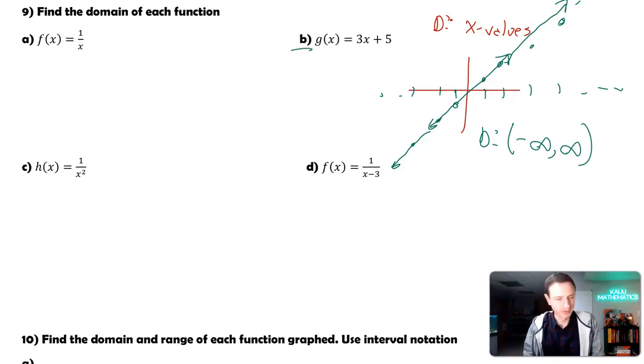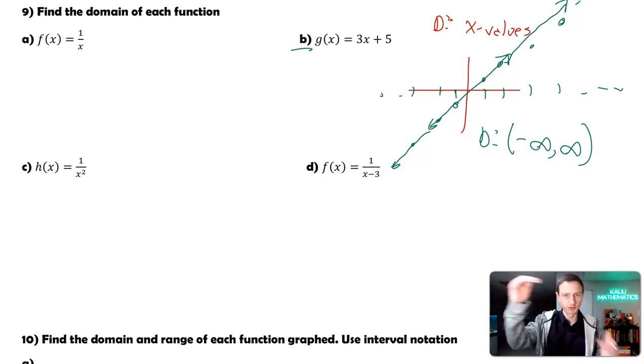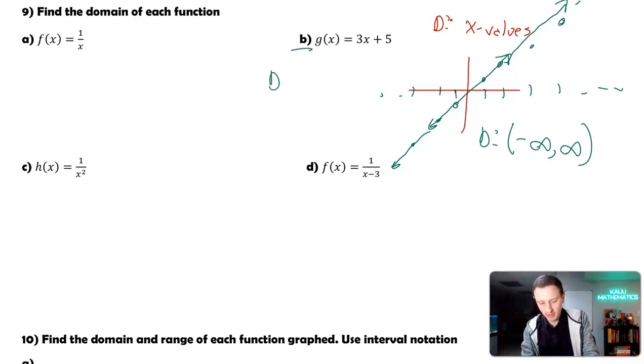Let's just do letter B first. Letter B is 3x plus 5. We know that's just a straight line. 3x plus 5, we have the y-intercept and the slope. If I were to graph this, you start at 5, up 3, over 1, up 3, and it'll just go on forever and ever. So for a problem like 3x plus 5, there are no issues with the domain, so that's going to go from -infinity to infinity.